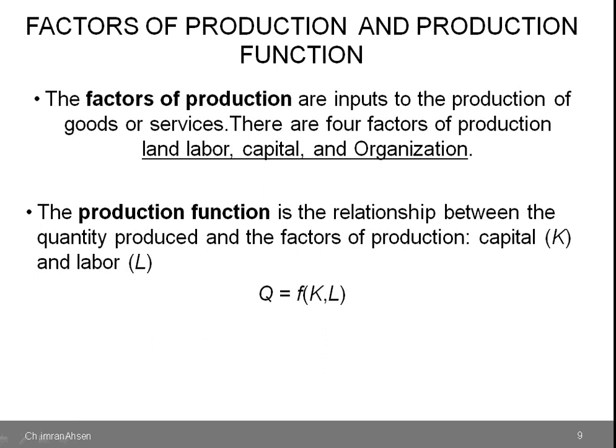So let's say we have a production function, Q is a function of K and L. If the quantity of capital increases or decreases, it has effects on the quantity of output. If we are increasing or decreasing our number of laborers, it also has effects on output. So both these factors have some impact on quantity. This is what a production function looks like.